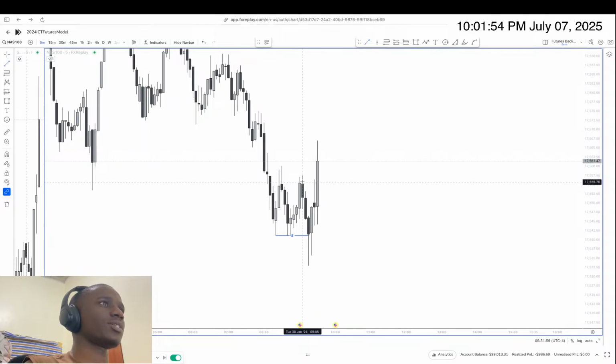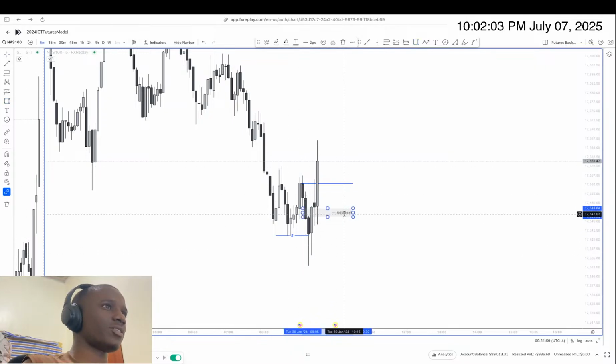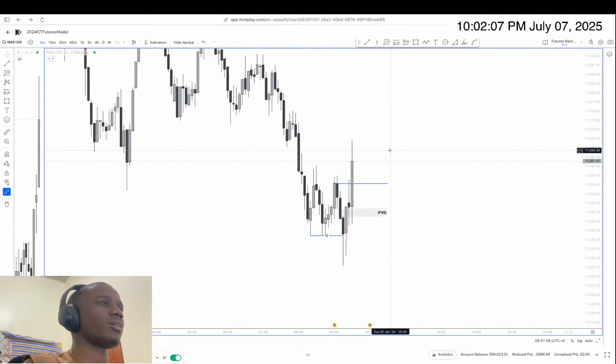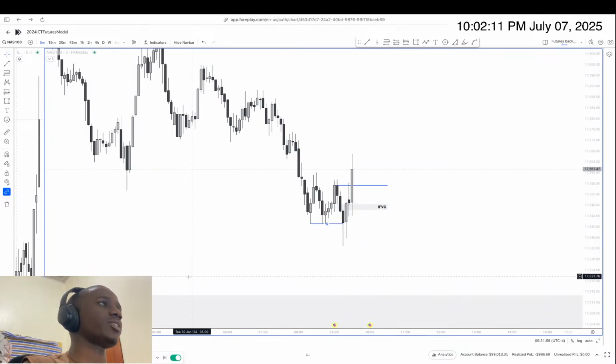It creates a change in state, and you can see that we also have a fair value gap which was disrespected. We ran through it massively. We have this inversion which we don't expect a retracement to, but I would like to see a retracement into this change in state. Keep in mind that we've just opened.